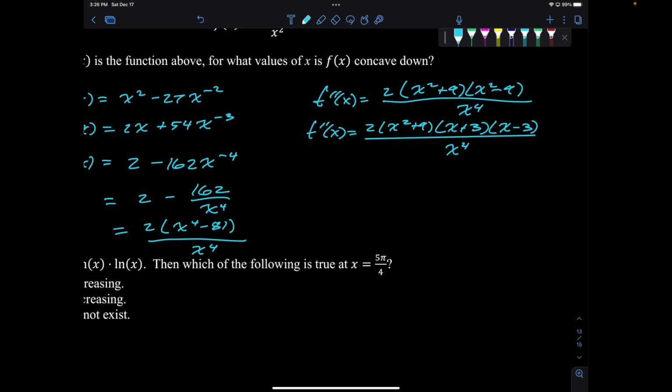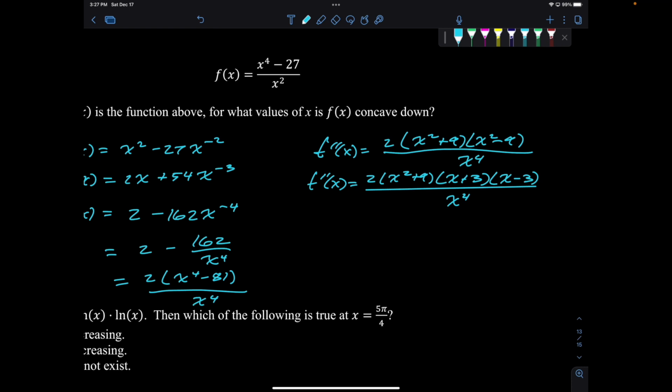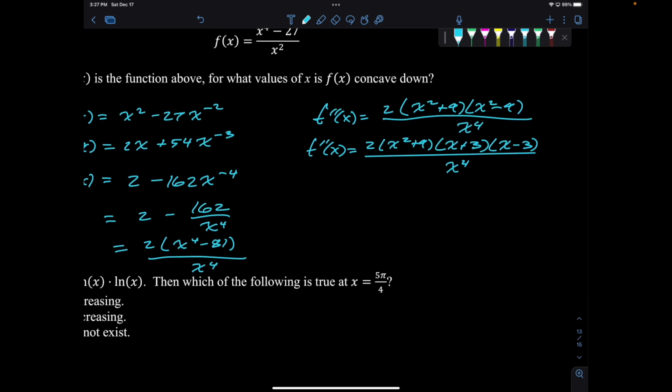What's kind of interesting is our sign chart really only depends on x plus 3, x minus 3, because x squared plus 9 has no real zeros, and x to the fourth is 0 at 0. I do need to worry about that, even though 0 is not in the domain. It needs to go on the sign chart. So here goes, sign chart. I'm going to put -3, 0, because it's not in the domain and things can happen there, and then 3. This is for f double prime.